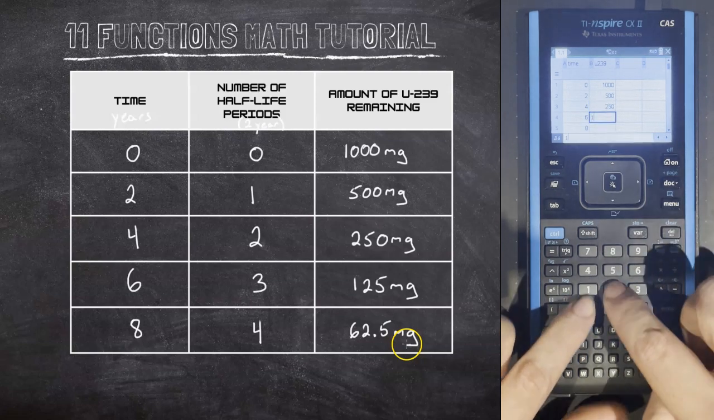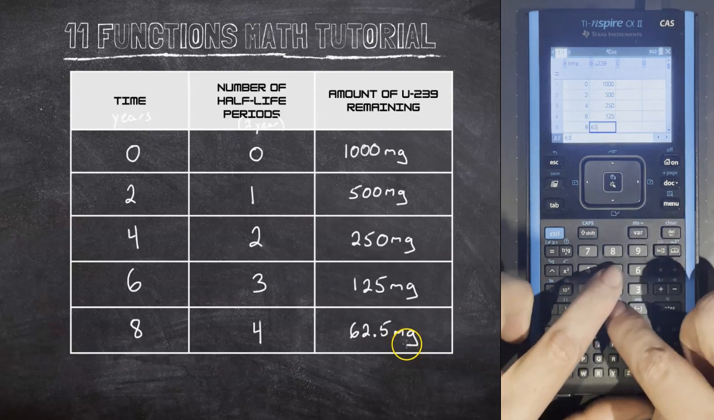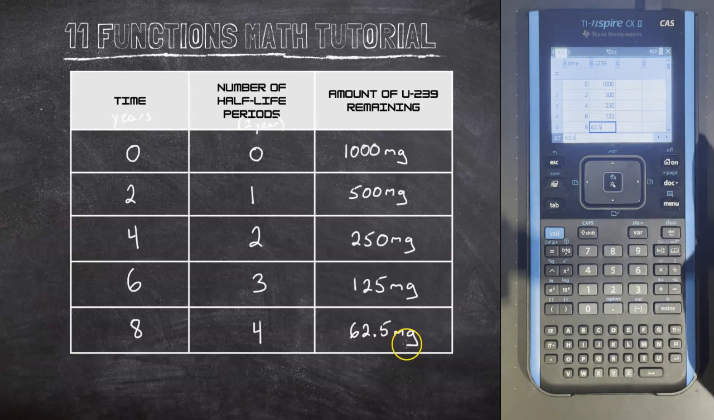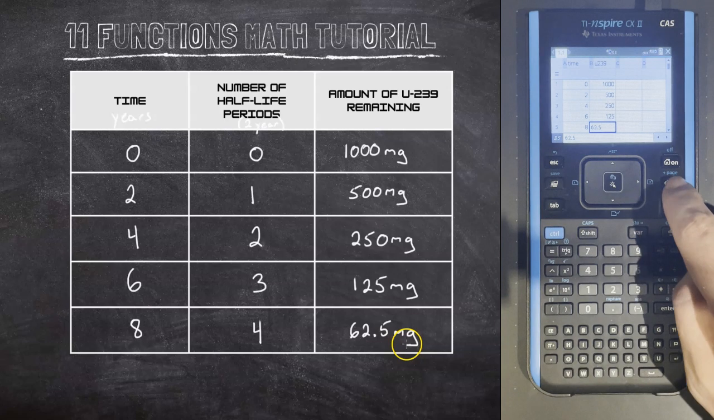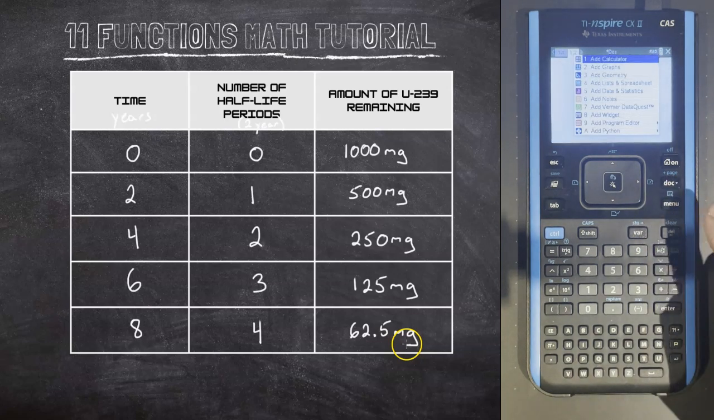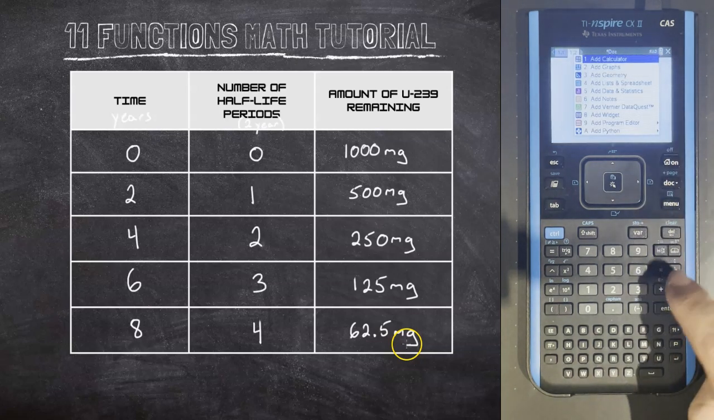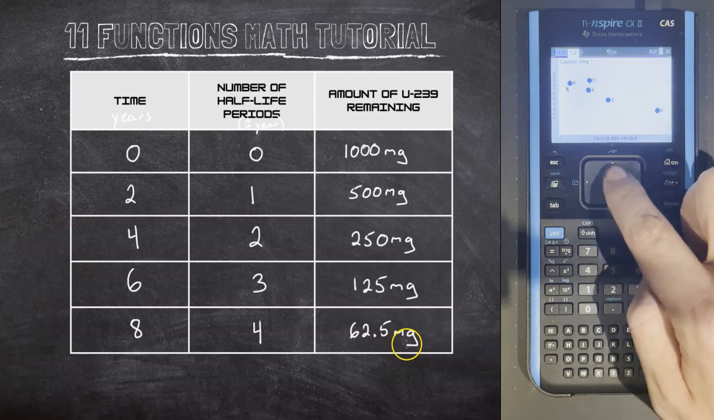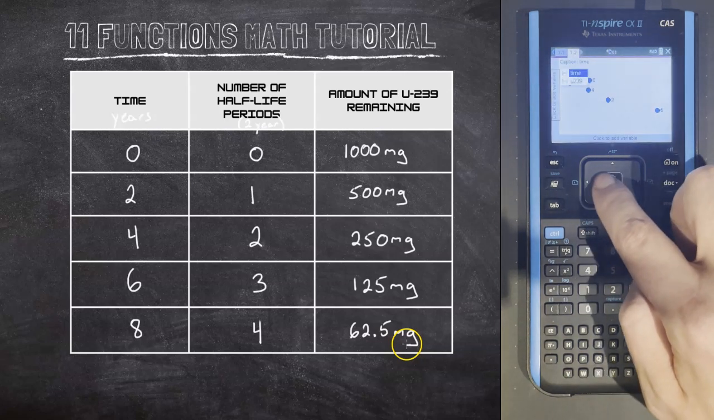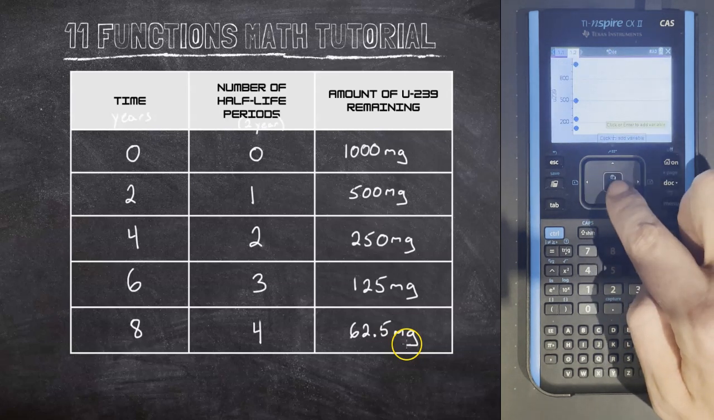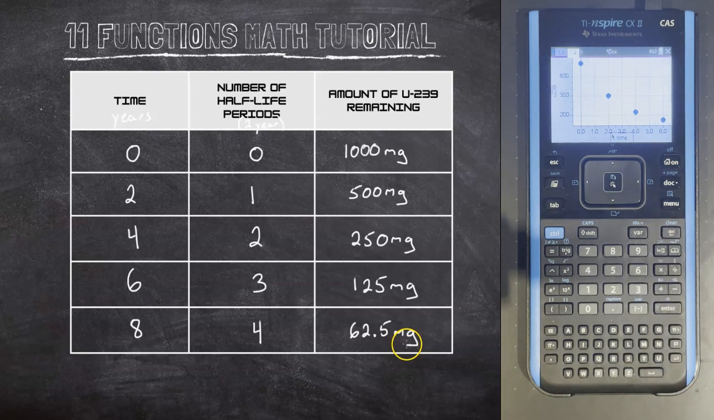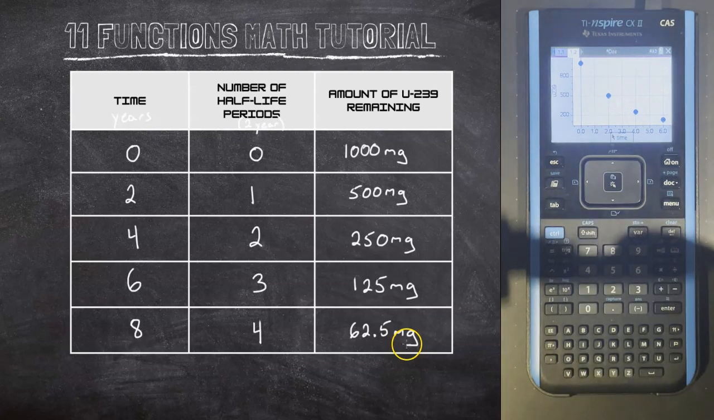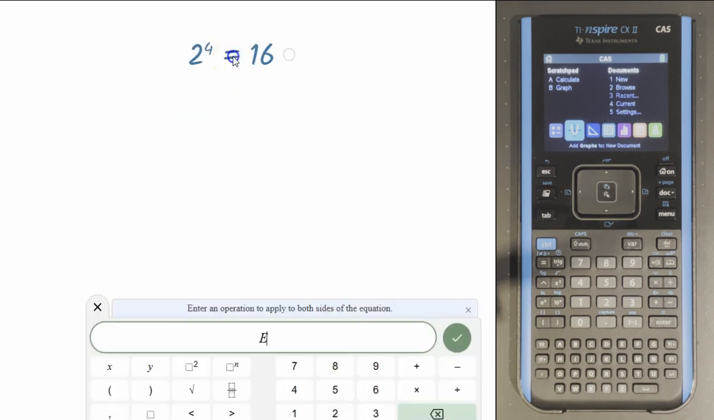250, 125, and 62.5. Now what you're going to do, we're going to add a page, so control, page, and we're going to add data and statistics, so number 5. And we're going to select our y-axis, and that's where we're going to put the uranium-239, and we're going to select the x-axis and put time. And there's your scatter plot. Pretty cool.